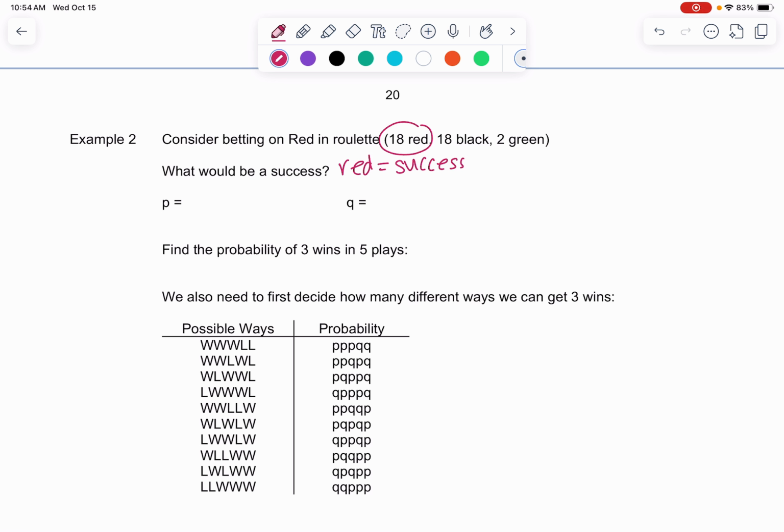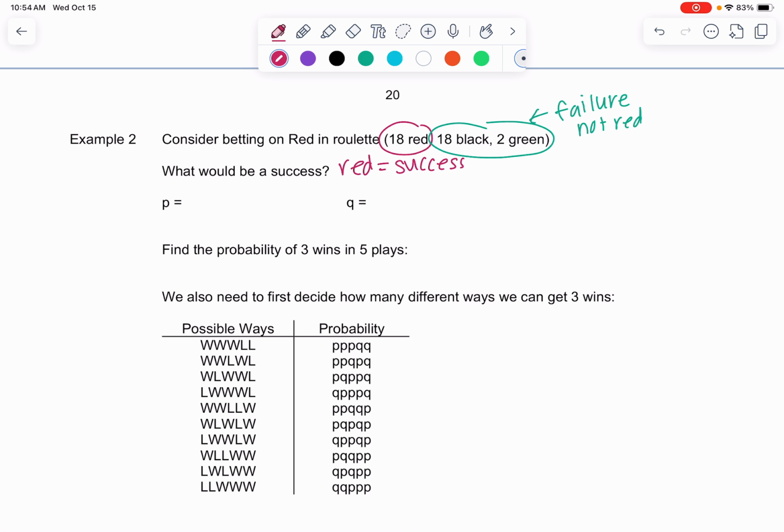And then we basically just group black and green together because both of those are a failure. So we won't really consider black or green different colors. Either of those are not red, so we fail. So I'm going to do this one in terms of fractions in case we don't remember.